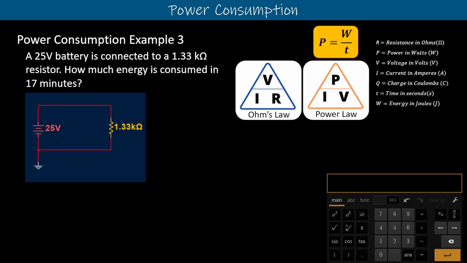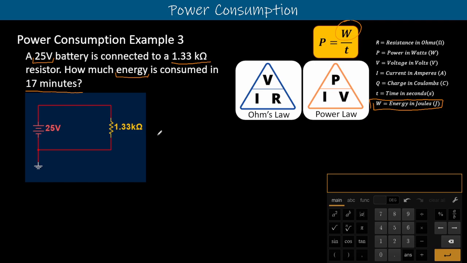In this example, we're going to look at how to calculate power consumption using Ohm's law and the power law. They've given us a 25 volt battery connected to a 1.33 kilo ohm resistor. We see that down here in this circuit. How much energy is consumed in 17 minutes? Remember, energy is work. So we're aiming at work, and we can circle that up here as well.